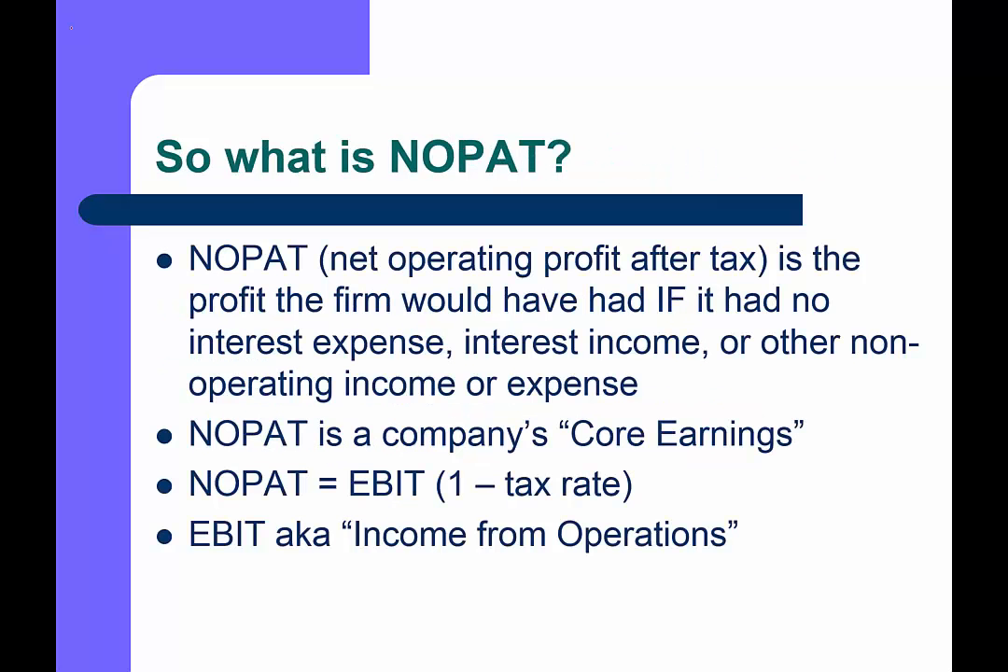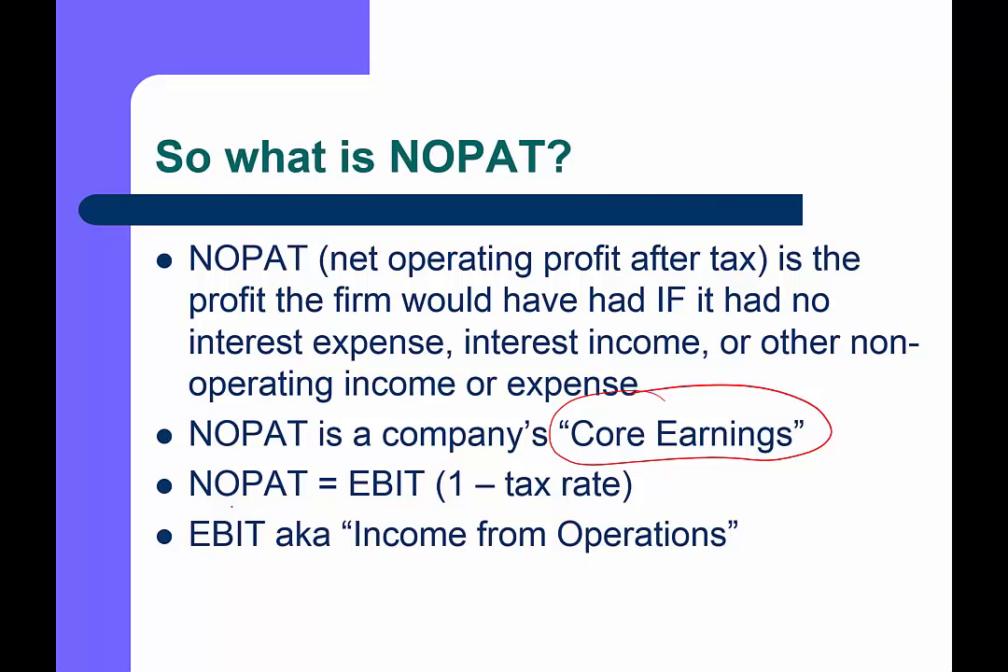So what is NOPAT? NOPAT is the profit the firm would have if it had nothing below the operating income, operating earnings, except just taxes. So if it had no interest expense, no interest income, no other non-operating stuff that's there, then NOPAT would be your net income. It is a measure of the core earnings, and that's important because generally we're looking to a company's core earnings to decide its value. And if a company is making money only because they are selling off other assets and have big gains on disposal or other kinds of things that are below operating earnings, that's not a good thing.